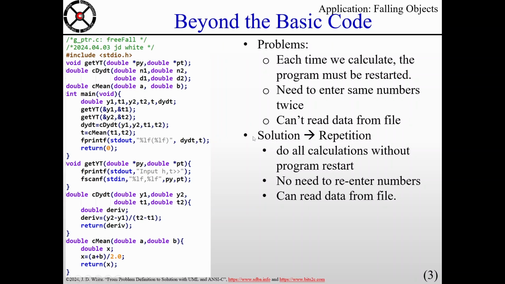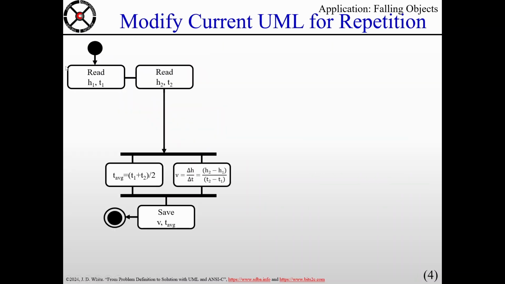Okay, so this is what we're going to try to work on. We worked on it for homework. This was our initial UML. Read H1, T1, read H2, T2, right? You then calculated the average time and the velocity at that time, and then we saved V and T average.